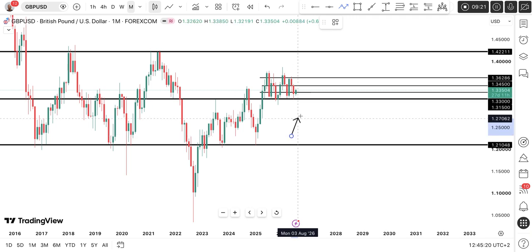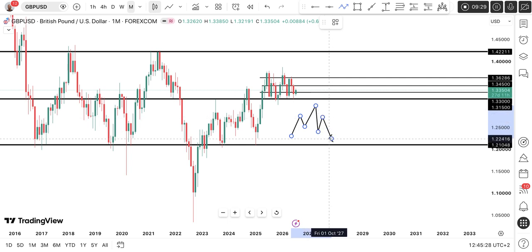Market structure tells us higher highs and higher lows, higher highs and higher lows, shows us a bullish market until we break the last low. Then we are bearish and we set to the downside. Yes, this is the exact same thing I said before on the DXY, and I'm saying it again right here.